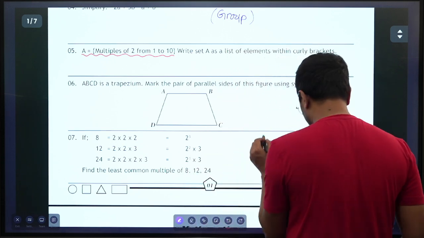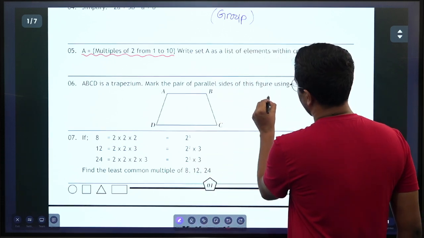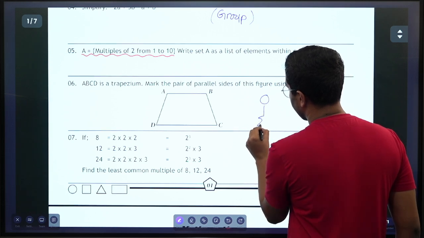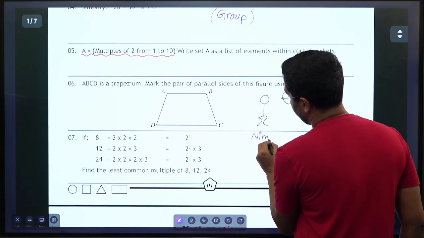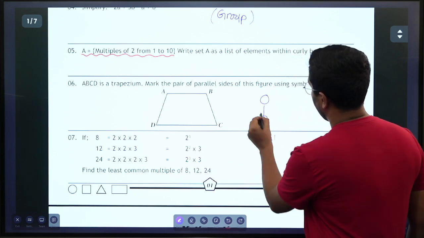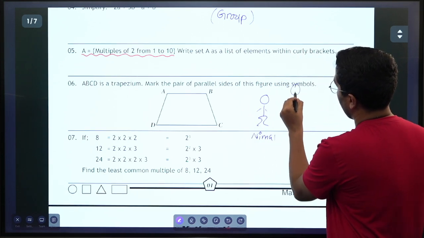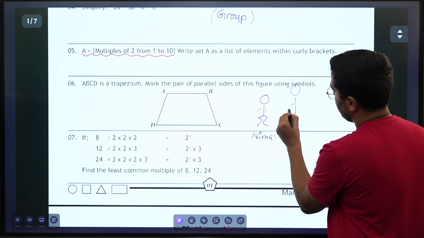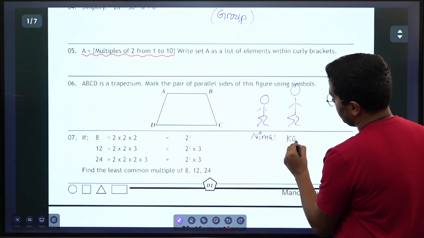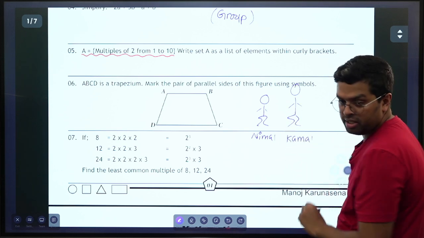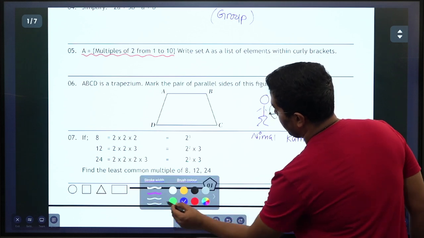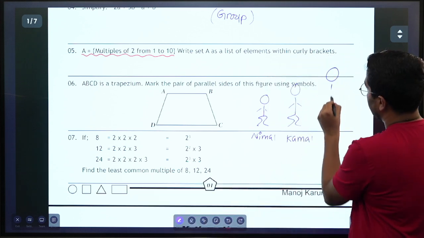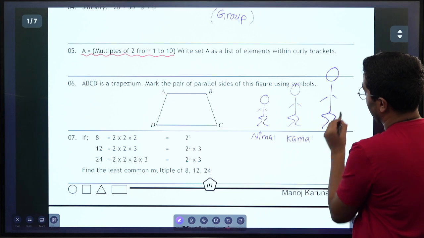Let's say that there are three friends. Let's name this one Nimal. Then let's say we have Kamal. This is Kamal. Can you all see the screen? Yes, right? Nimal and Kamal. And this one, the name of this person is Vimal.